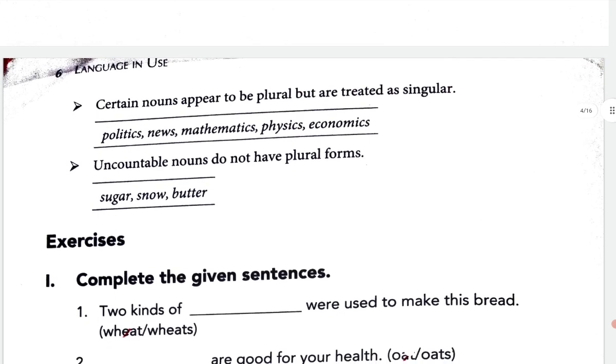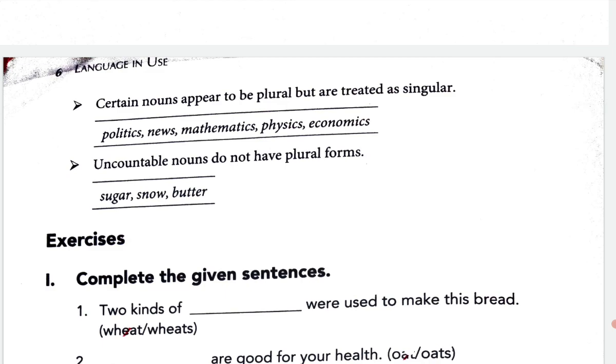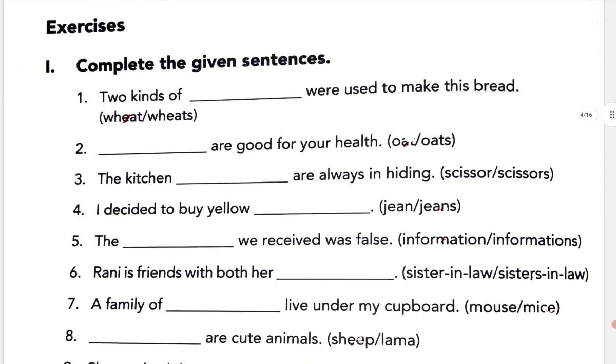Certain nouns appear to be plural but are treated as singular: politics, news, mathematics, physics, economics, etc. Then uncountable nouns do not have plural forms. For example, sugar, snow, butter, etc. Now let us look into these simple exercises.